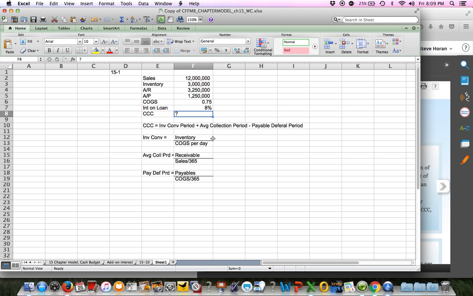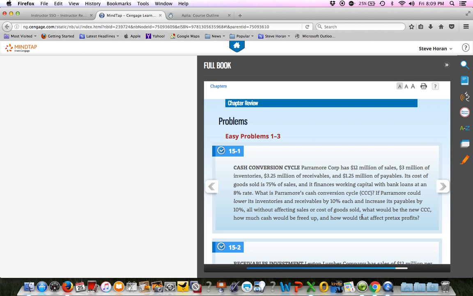So for inventory conversion, the first part, it's inventory divided by cost of goods sold per day. Just think cost of goods sold divided by 365. Your average collection period is receivables divided by sales divided by 365. And then your payables deferral period is payables divided by cost of goods sold divided by 365. So really the question is, what is their CCC? And then we're going to make some adjustments to it and kind of do the what-if game.